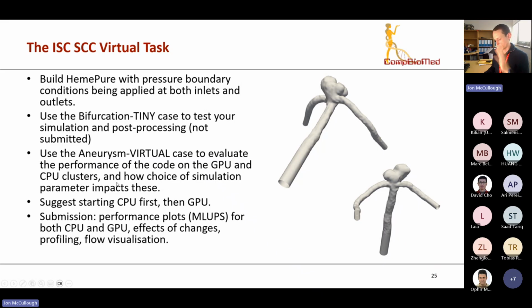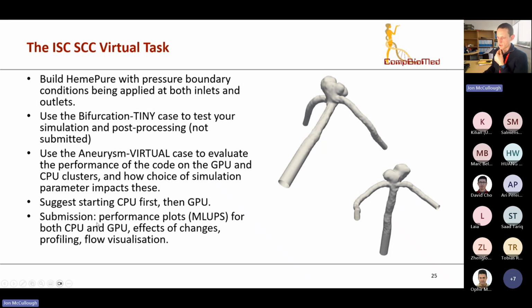It will output some planes of information for you with the profile that you are provided with. You need to run this case on both the GPU and the CPU clusters, and investigate how some choices of various simulation parameters impact the performance of these. I would strongly suggest that you start with the CPU version first and then progress to the GPU version. The actual post-processing is the same between the two versions. The actual output file formats are exactly the same between the CPU version and the GPU version. It's the execution of the kernels on the hardware that has been altered between them.